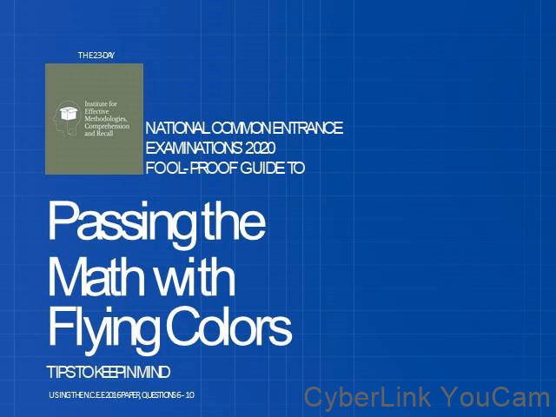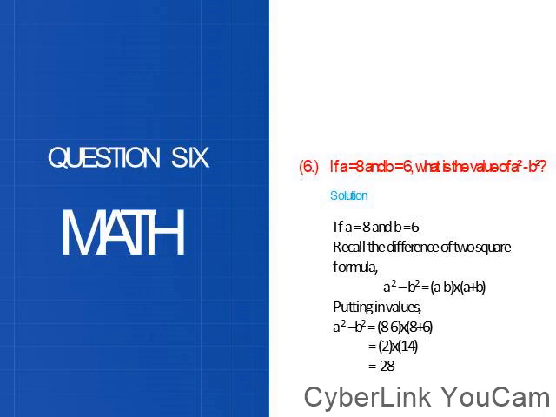So let's begin. Question 6 says, if a is equal to 8 and b is equal to 6, what is the value of a squared minus b squared? Now I want you to try and remember the formula for difference of two squares. If you do not know, the formula states that a squared minus b squared, or a number squared minus another number squared, is equal to the first number minus the second number in bracket, times the first number plus the second number, close the bracket.